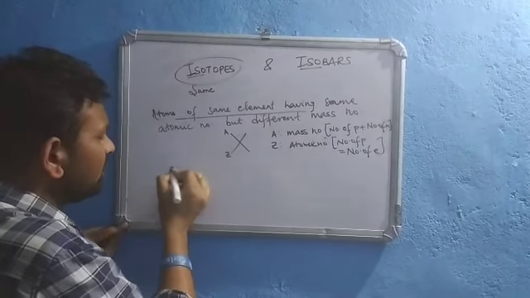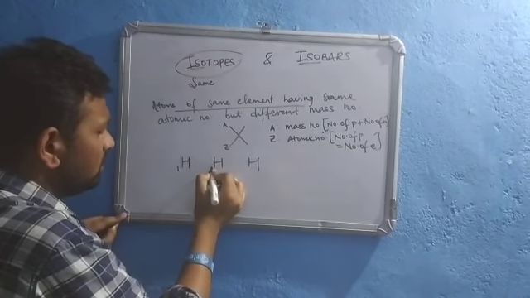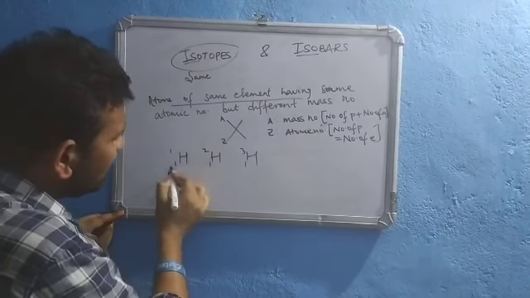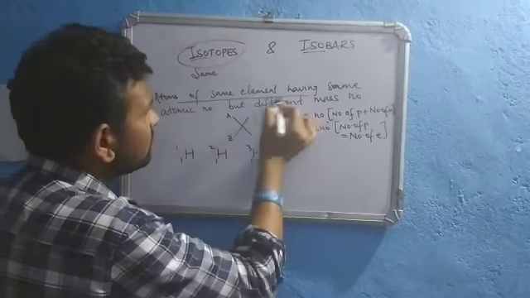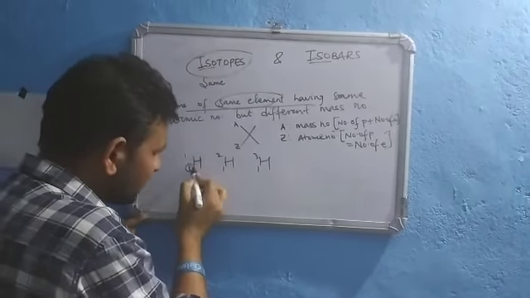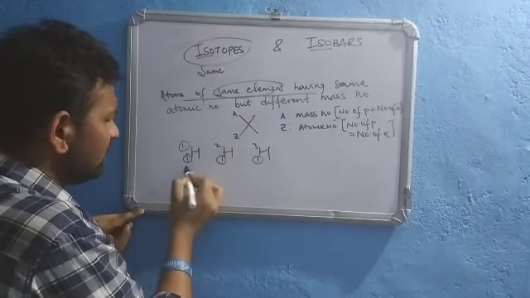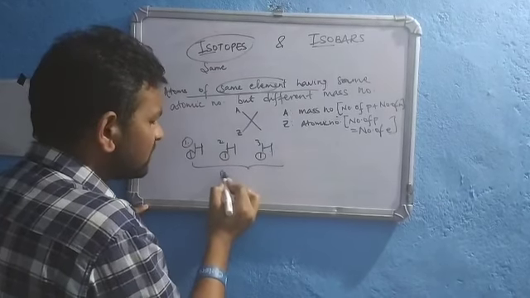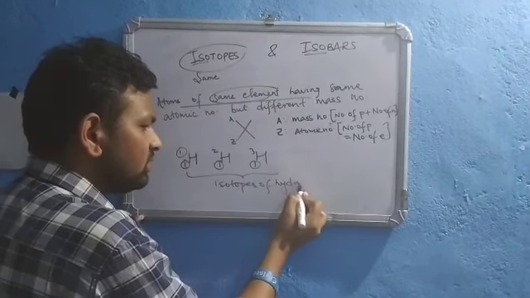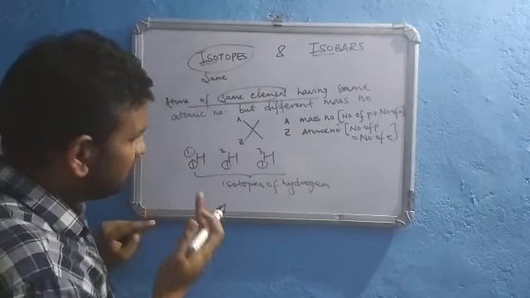Now see. So for example, I take hydrogen. 1, 1, 1. So these are atoms of same element. You can say hydrogen, hydrogen, hydrogen. They are same element. They are having the same atomic number 1, but they are having different mass numbers 1, 2, and 3. So these are known as isotopes of hydrogen, and it exists in nature. Okay, isotopes of hydrogen. So there are other isotopes also we'll discuss.